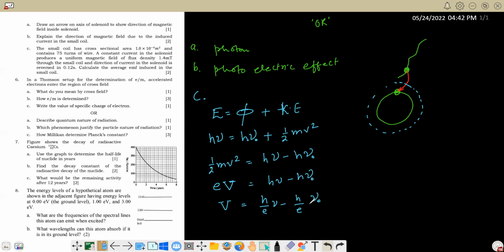You, h is constant, e is constant, nu naught is also constant. So your equation simply represents y equals mx plus c, and this part is the intercept, a negative intercept will be there.